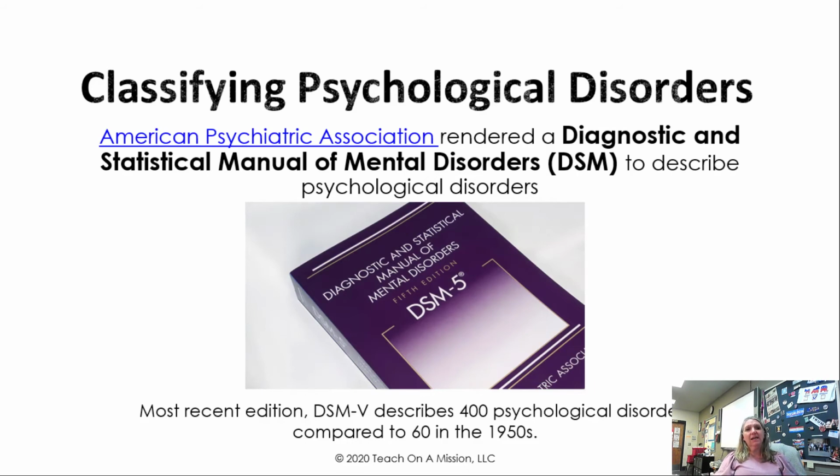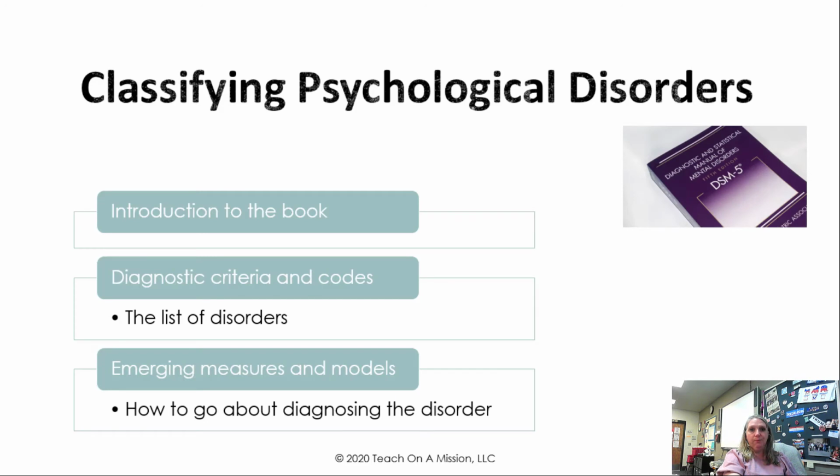The American Psychiatric Association rendered a Diagnostic and Statistical Manual of Mental Disorders to describe psychological disorders. This is the DSM, and it is how we know the criteria for a mental disorder. And so it is going to help doctors diagnose individuals with a disorder.